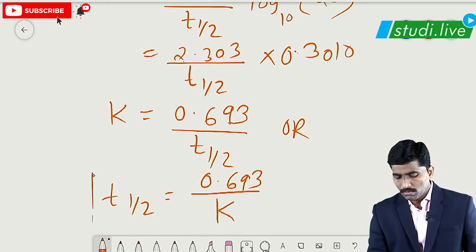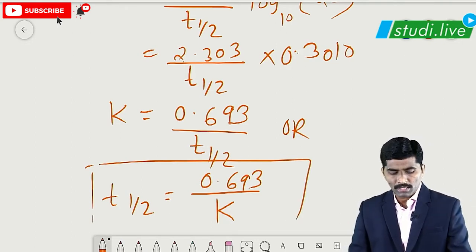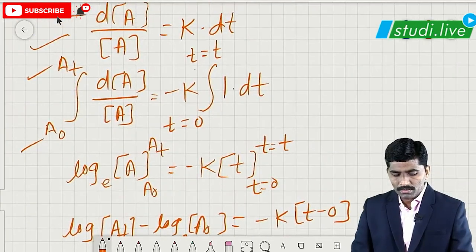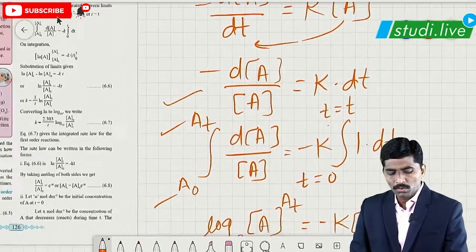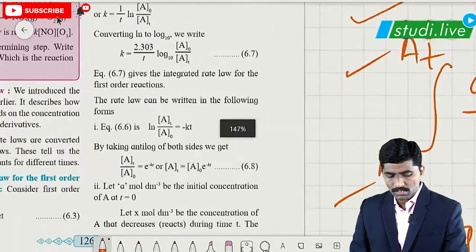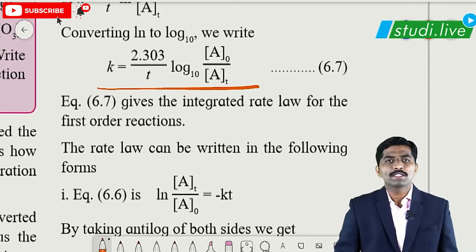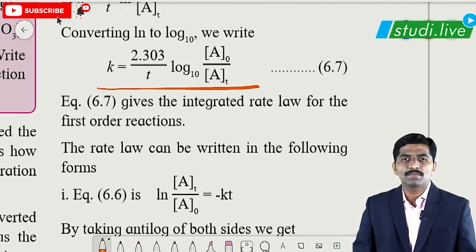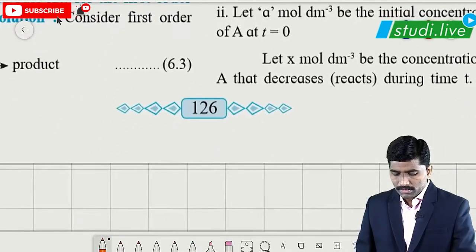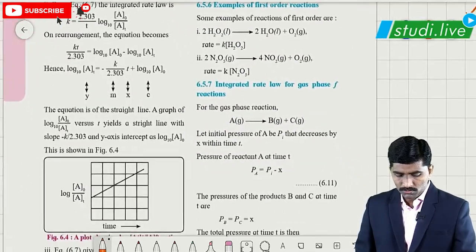So this is how we derive the expression for half-life period and integrated rate law, but we have derived this for only and only first order reaction. As you can see over here, this is the expression we have obtained: k is equal to 2.303 upon t log to the base 10 of a naught upon a t. Extending this, we will come across the half-life also.